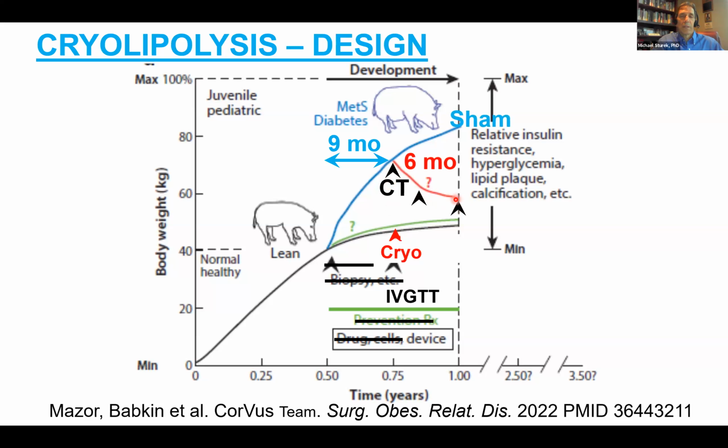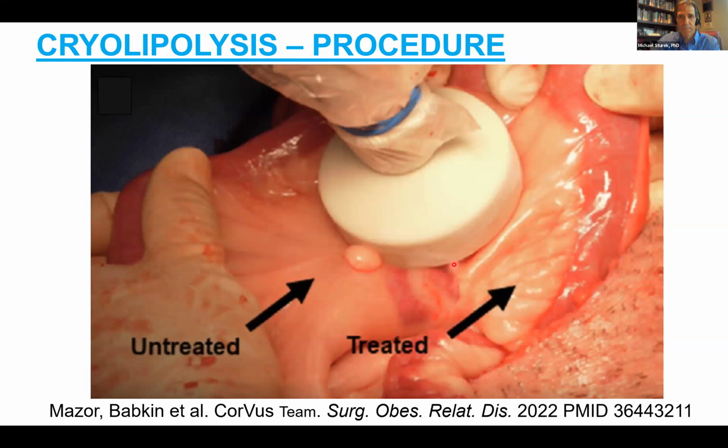So there was a sham group, and I'll emphasize again here, part of this kind of a hybrid study was done at CorVus, and part of it was done then at Indiana University School of Medicine, where we were previously, because the CT scanner was there, and the surgical facility was there at that time.